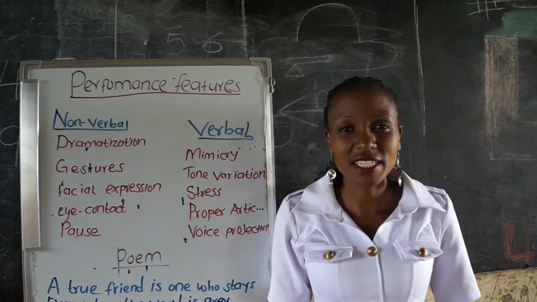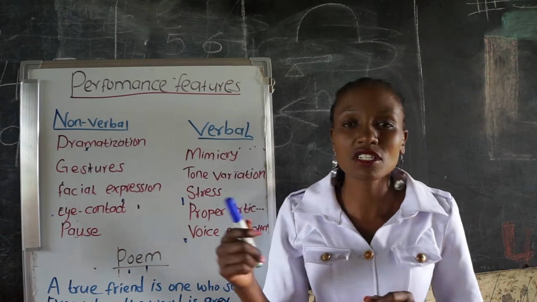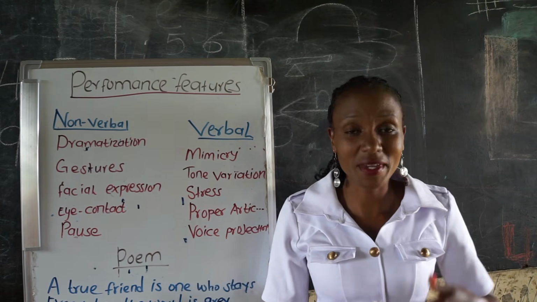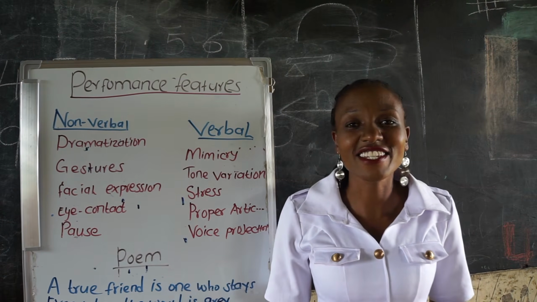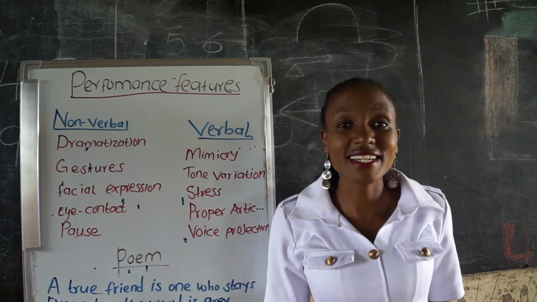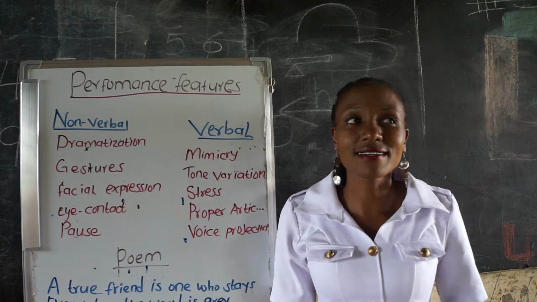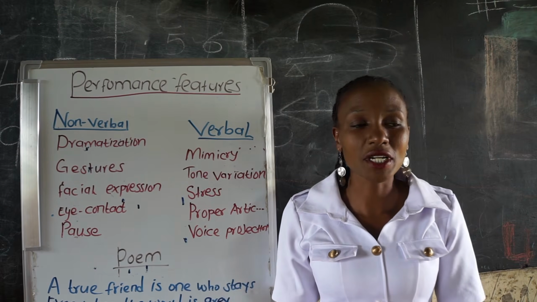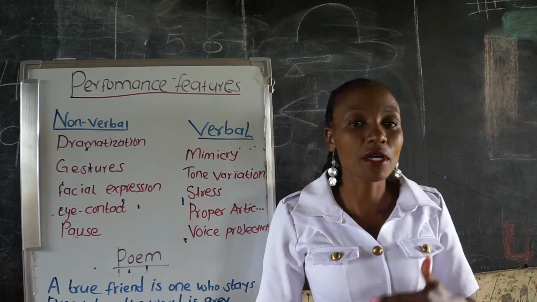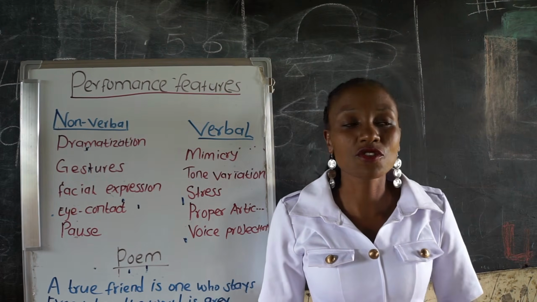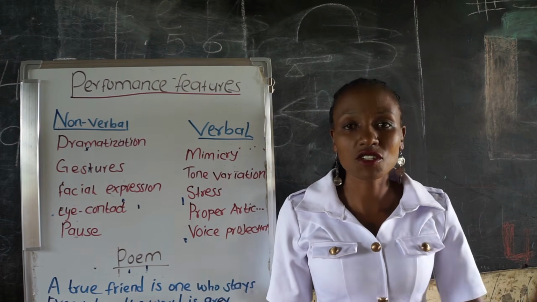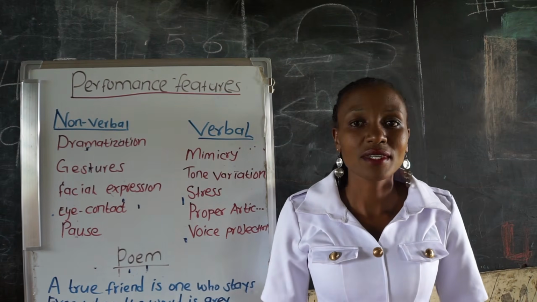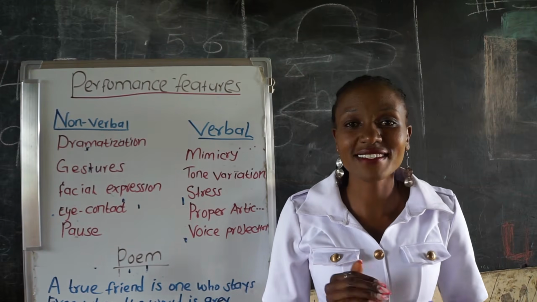That means by the end of this lesson, you should be able to answer these questions: how to make a narrative interesting, or how to make the recitation of a poem interesting. These performance techniques, as I said, are used in poetry and in oral narratives. Whether you are performing an oral narrative or reciting a poem in front of an audience, you'd want to make it interesting to capture the attention of the audience so that they remain glued to the poem or the story. So you do that by applying these performance techniques.